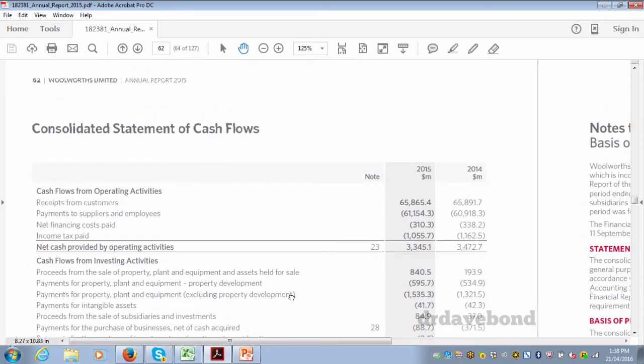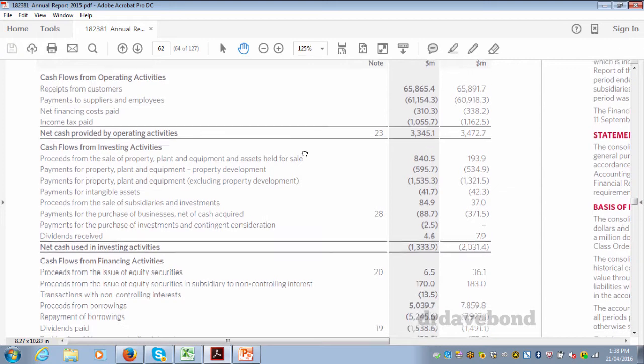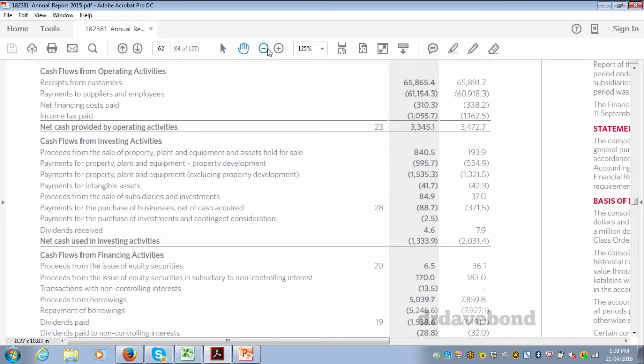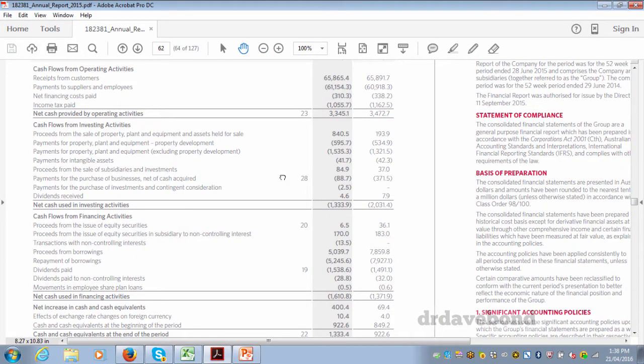So this is a consolidated statement of cash flows for Woolworths. I'll make this a bit smaller. I'll go to the document camera. So let's have a look over this, because there's no better way to have a look at these things than actually having a look at them. So there we go.